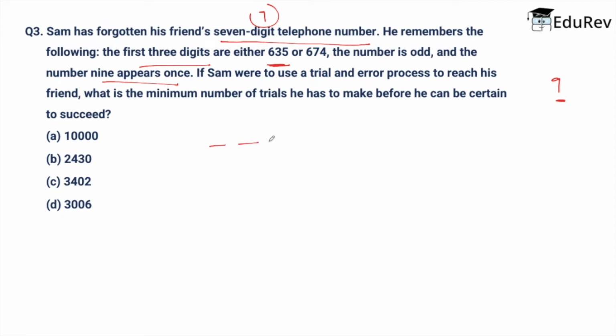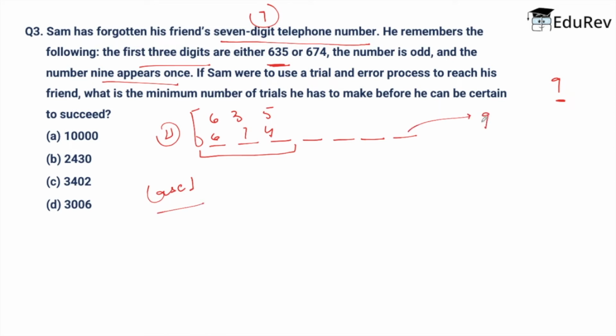So the number is of 7 digits. I'm going to make 7 places. Now the first 3 digits are either going to be 635 or 674. That means there are 2 options to do it, right? Now let's take case 1. Case 1 is that number 9 appears on the end, right? Now if number 9 appears on the end, then out of 10 digits, there are going to be 9 digits which can take this place. Similarly, 9 to take this place and 9 to take this place. Why? Because repetition is obviously allowed. There is nothing regarding repetition that is given in the question. So that means we can repeat the digits to form this telephone number.